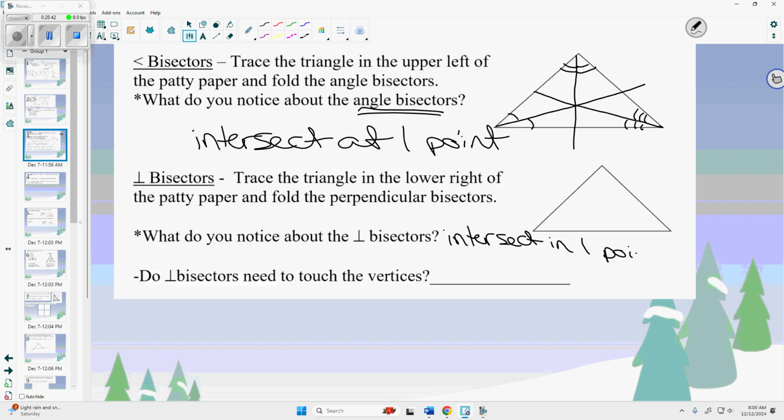Okay, so again, on your test, you're not folding, so we have to mark it. When you do a perpendicular bisector, where does it go through? Where does a bisector go through? The middle. So what you have to do is find the middle on a side. How do I mark that that's the middle?